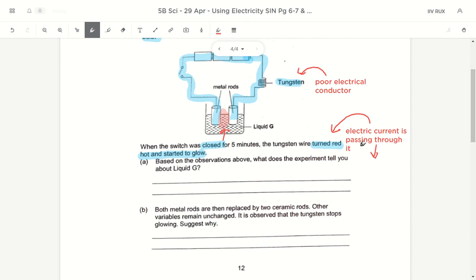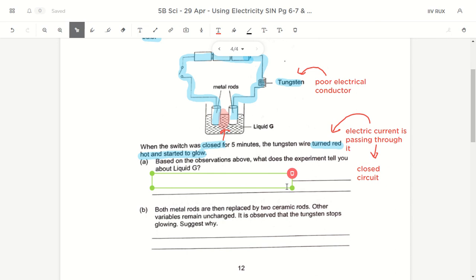Maybe let's just make sure you know. Just write it down, becomes a closed circuit. So although there's a gap in the circuit, which is this part over here, when I close it, the electric current still passes through the wire, which means that this liquid is an electrical conductor. So it is an electrical conductor.